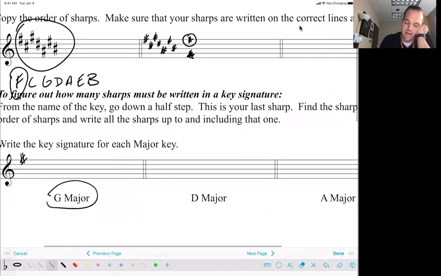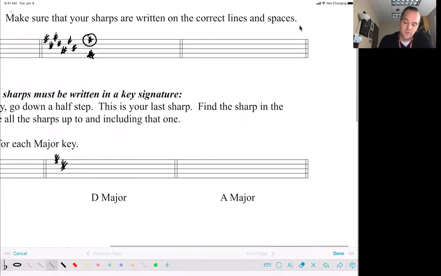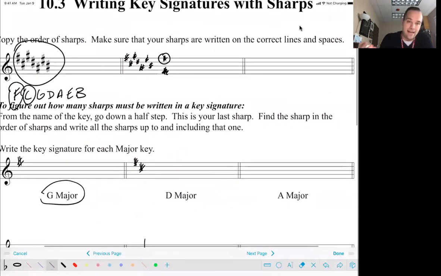This next one is D major. So if I go down a half step from D, that would be C sharp right here. And so we've got F sharp, C sharp, like that. Okay. And because we know that C sharp is the second sharp, there's going to be 2, because I need that to be the last one. Next one is A major. So down a half step from A would be G sharp. So I need G sharp to be my last sharp. So I include all of them up to G. That's it. Just like that.